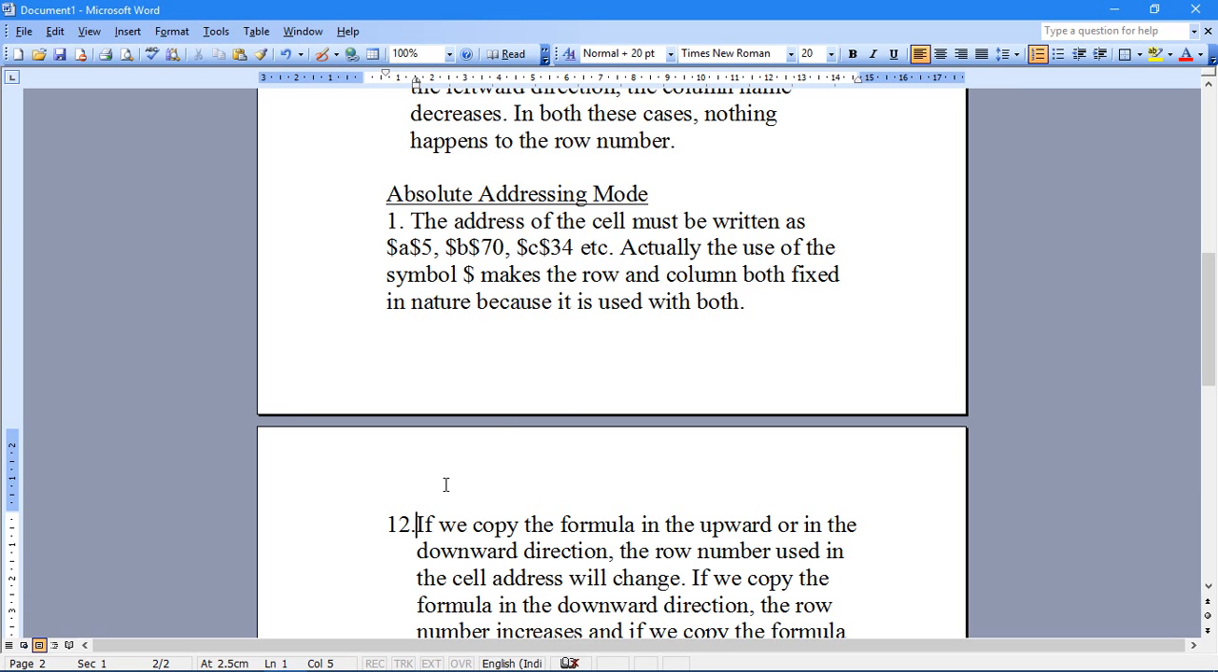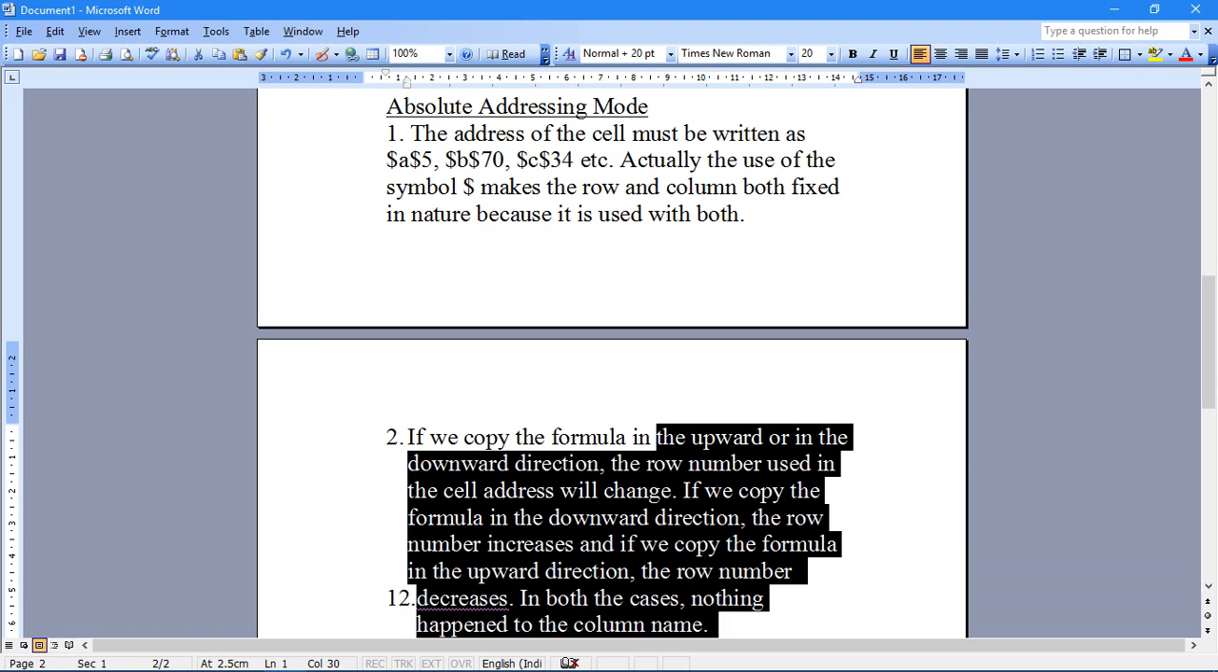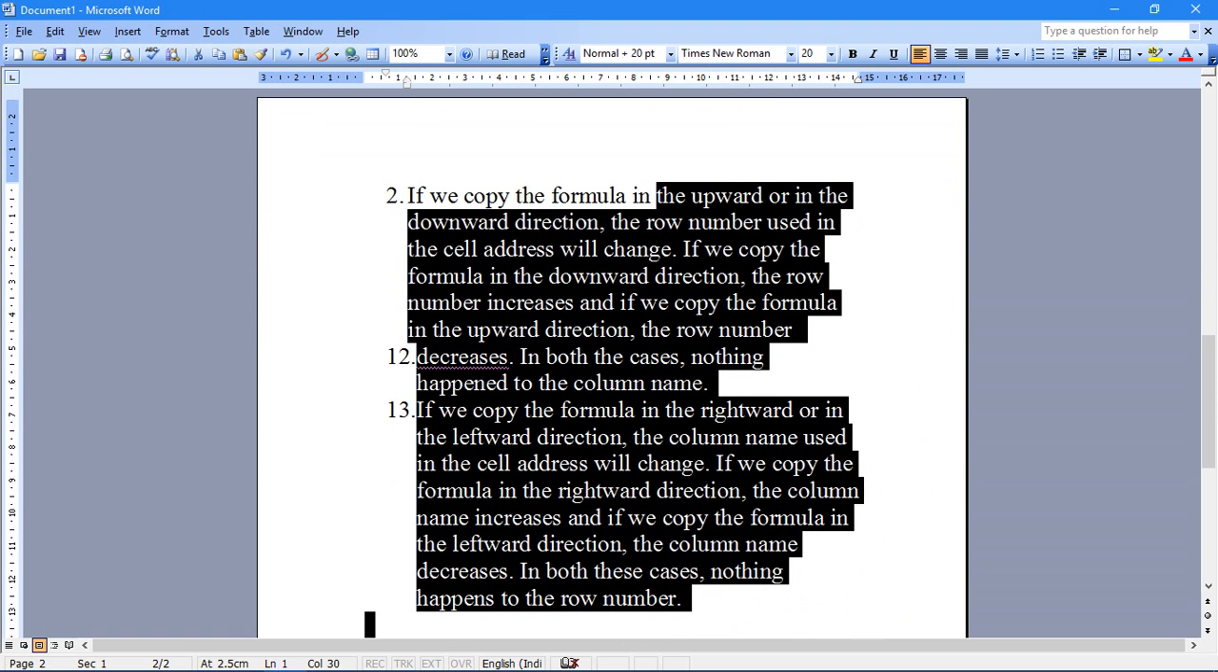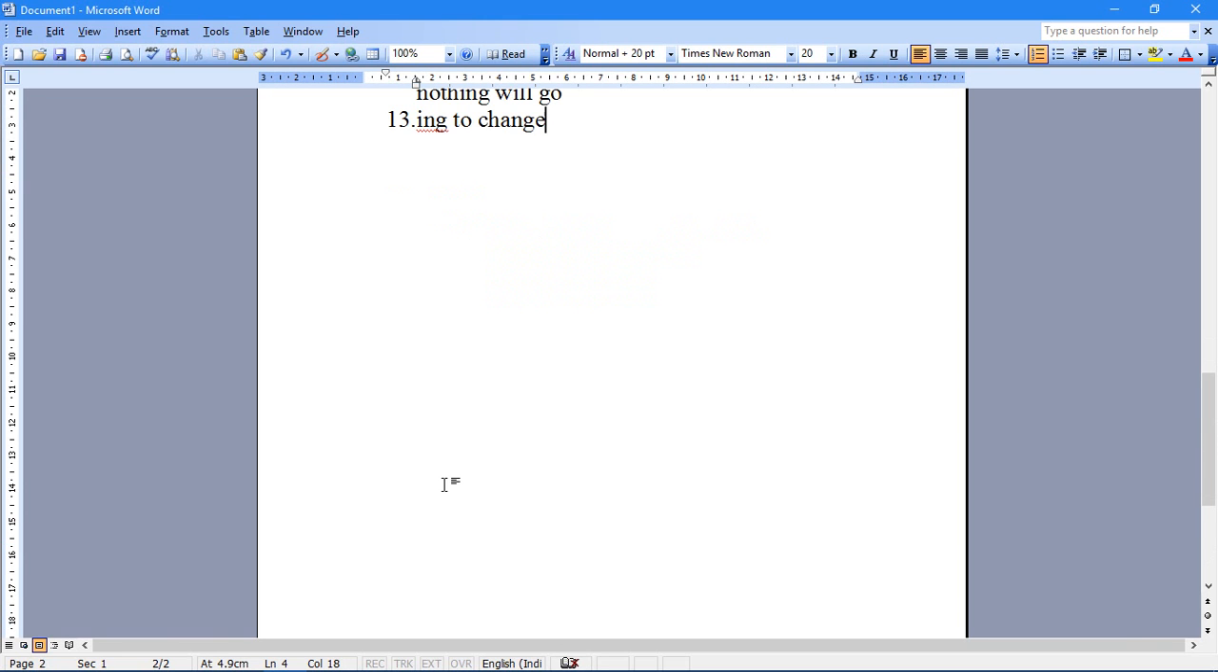So if we copy the formula in any direction, upward, downward, leftward, and or rightward, nothing is going to change. That is what I am trying to explain.